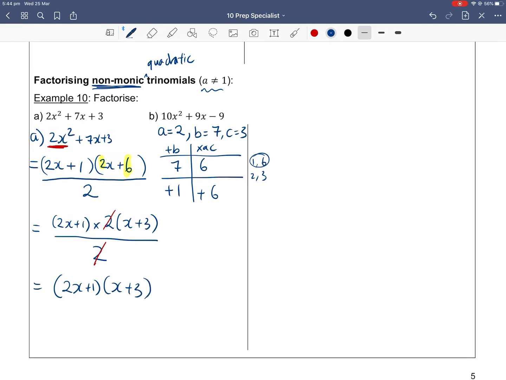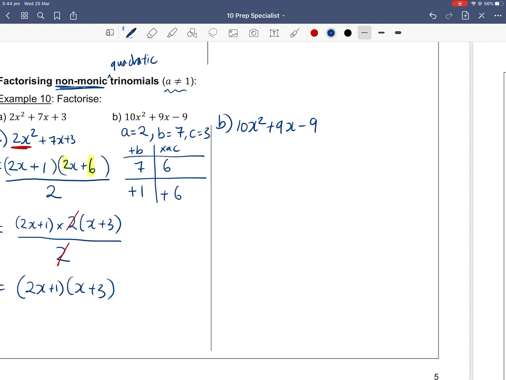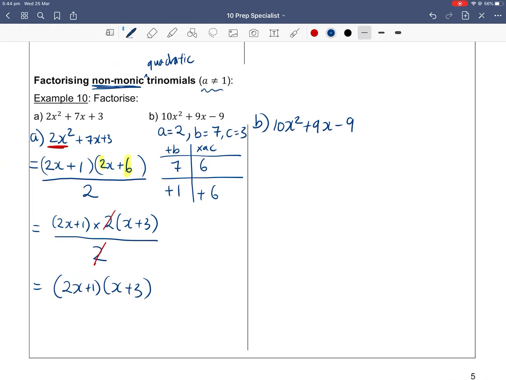Again, you can check your factorizing by expanding your brackets. You should get back what you started off with. Let's do one more just to be sure. So b, 10x squared plus 9x minus 9. On the side, write down your a, b's, and c's. So the coefficient of x squared is 10. Your b value, the coefficient of x, is 9. And the constant value is -9.